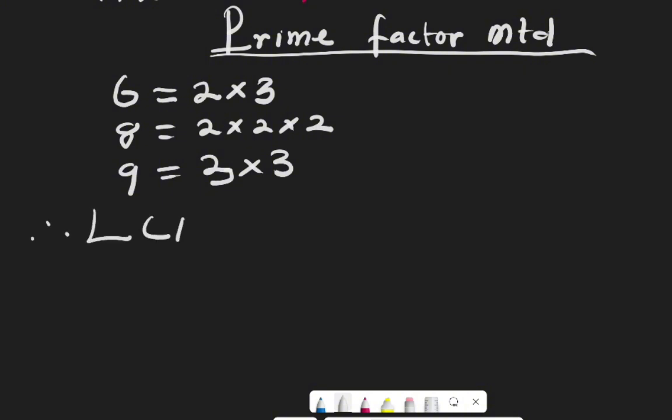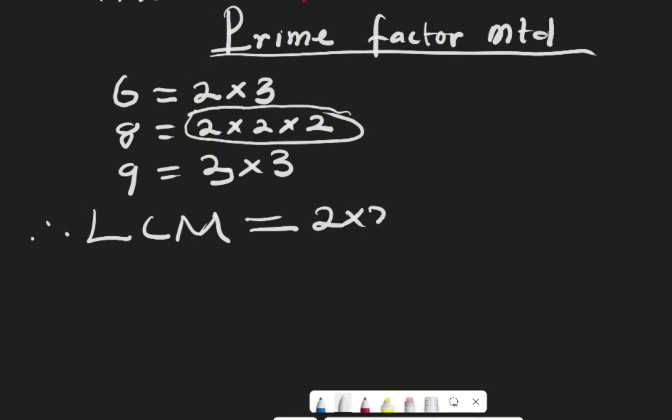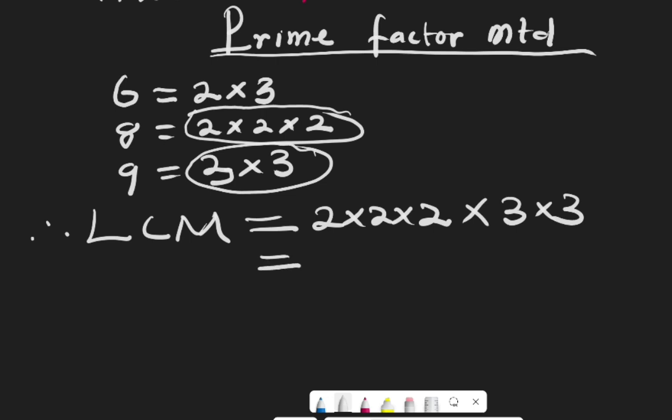Therefore, LCM is equal to, the numbers that appear here are 2 and 3. We look for the line where we have more 2s, which is line 8. We have to take all, which is 2 times 2 times 2. Then, where do we have the highest number of 3s? We go to line 9. Then we include 3 times 3. When we multiply all, 2 times 2 gives you 4. 4 times 2, 8. 8 times 3, 24. 24 times 3 gives you 72, which is the answer.